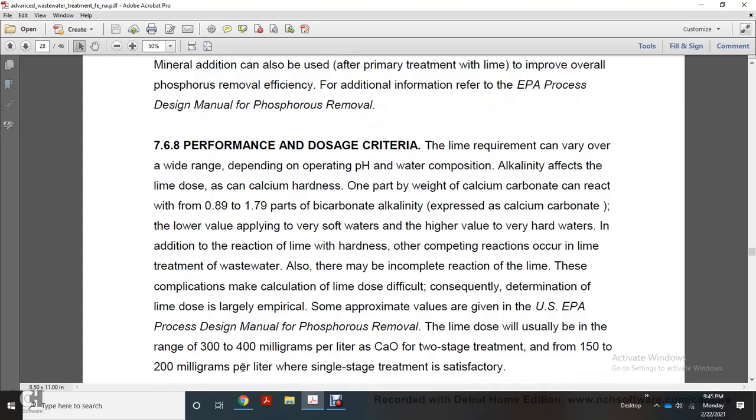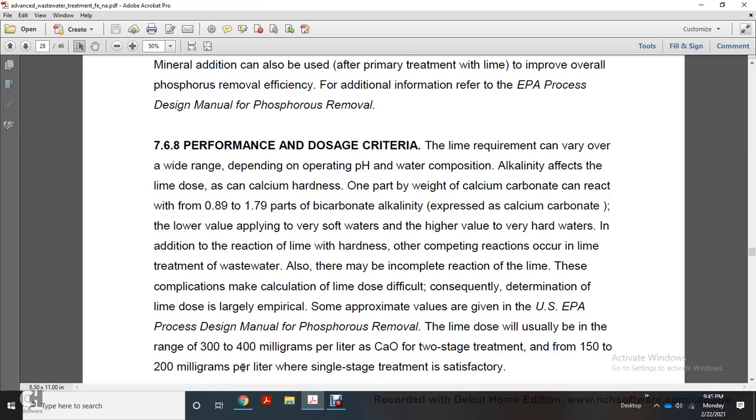Lime requirement can vary over a wide range depending on operation, pH, water composition, and alkalinity. The effect of the lime dose on calcium hardness: one part by weight of calcium carbonate can react with 0.89 to 1.79 parts of bicarbonate alkalinity expressed as calcium carbonate. The lower value applies to very soft waters, the higher value to very hard waters.